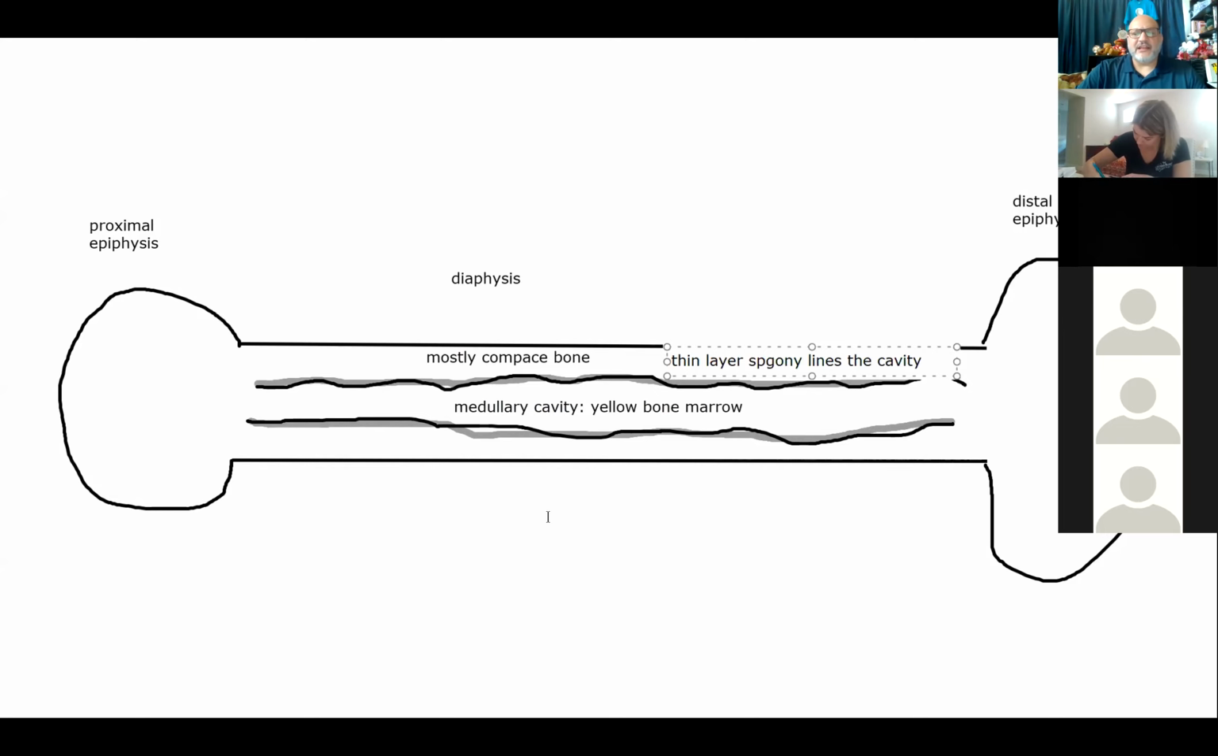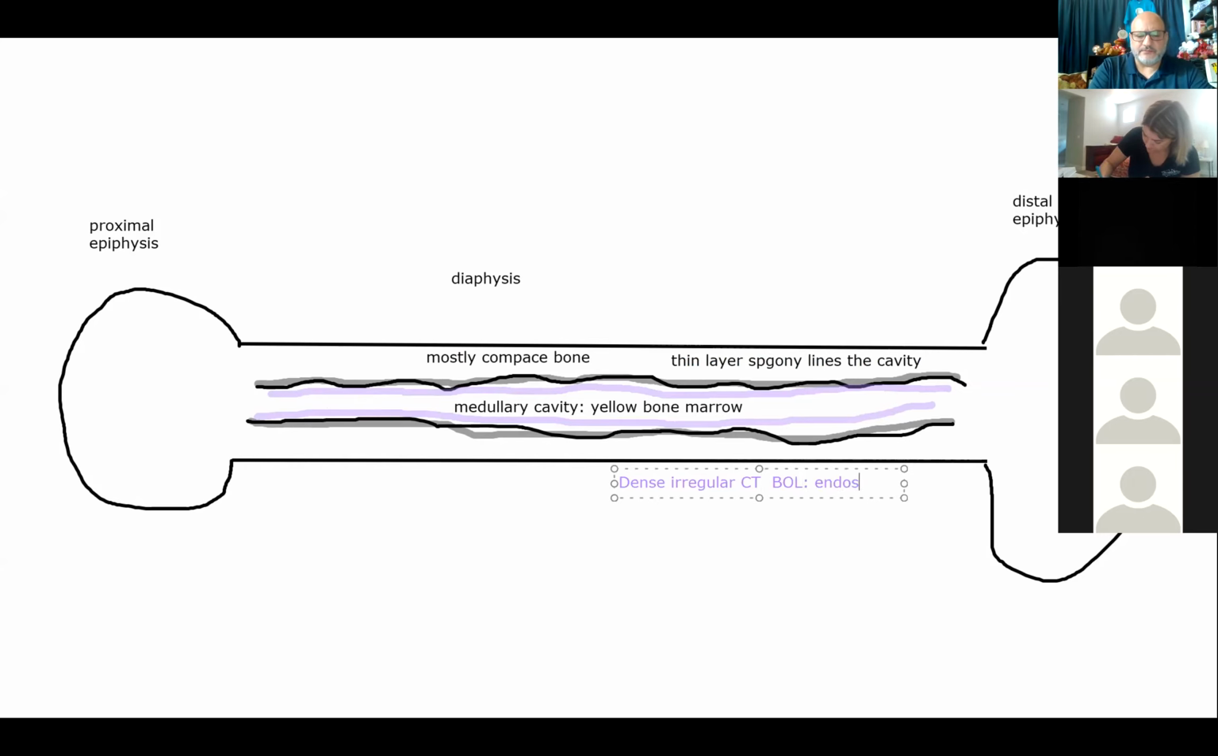But that's not the only thing that lines the cavity. We also know, and I'll change colors now to purple, there is a tissue that lines the inner surface of this medullary cavity. And what would this tissue that lines the cavity be? Endosteum? No, that would be the name based on its location. What would the tissue type be? Dense irregular connective tissue. Excellent. It is a dense irregular connective tissue. But you guys are right. Based on location, we call it an endosteum.